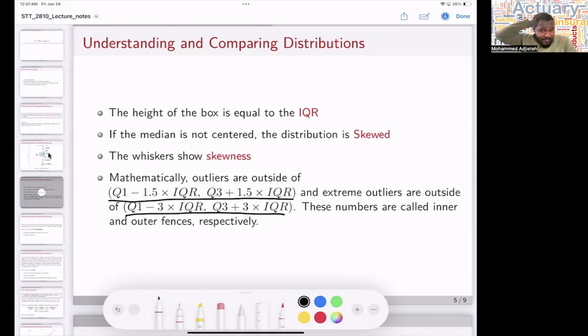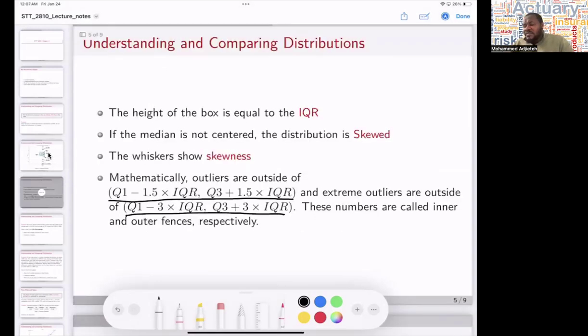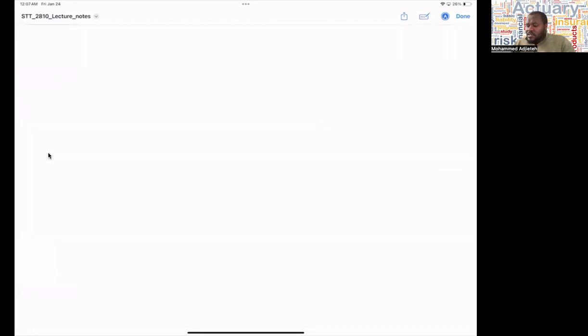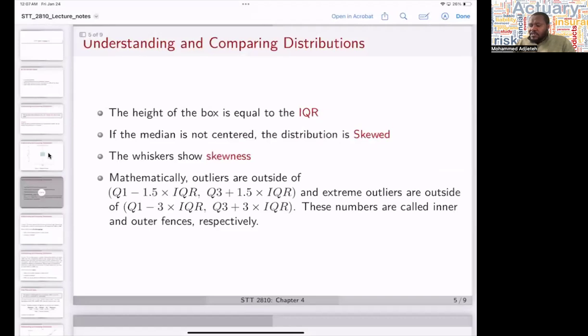Also, if the median is not centered, if the median is not in the middle, you can see this one like this, the median is almost centered. So if the median is not centered, it means that the distribution is skewed.